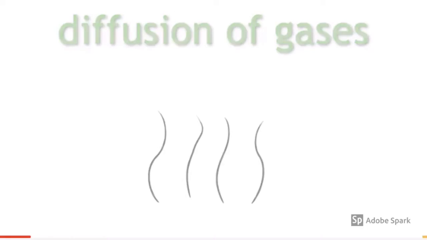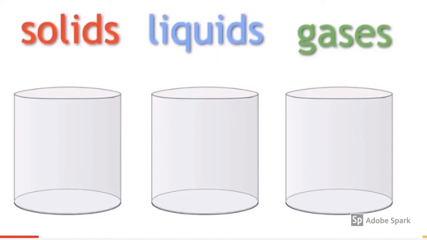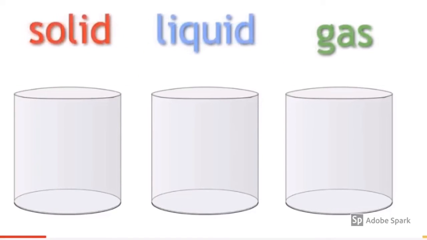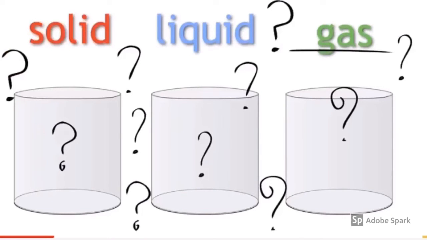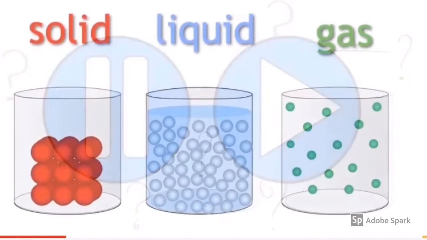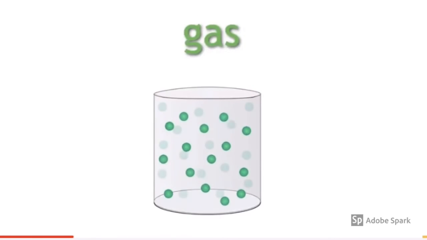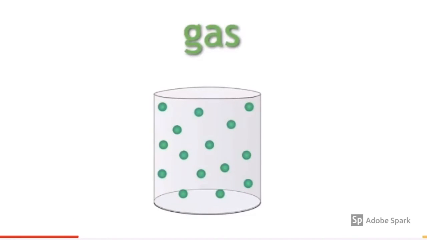Before we start, you need to recall what solids, liquids and gases are like in terms of their particles. In particular, I'd like you to ask yourself, how are the particles arranged in a gas? Pause the video and restart it when you think you have the answer. The answer is the particles in a gas are spaced out and move about very quickly in random directions. Did you get it right?